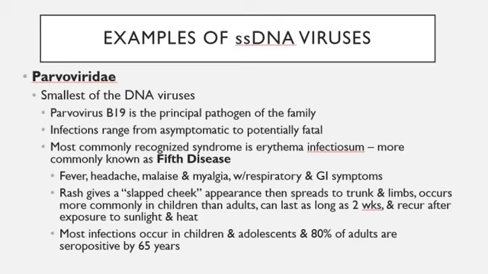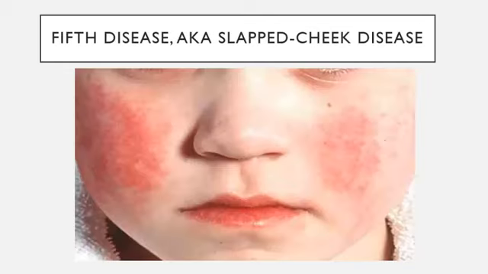Most infections will occur in children and adolescents, but 85% of adults will be seropositive by the age of 65, meaning in a blood test, the virus will show up in most adults by the time they're 65. So this is the classic slap cheek rash on a child with fifth disease or slap cheek disease.